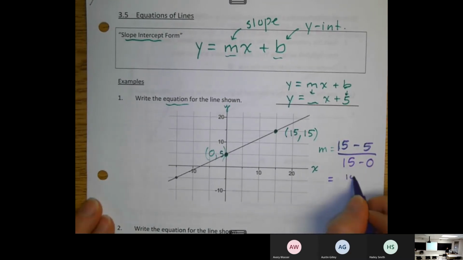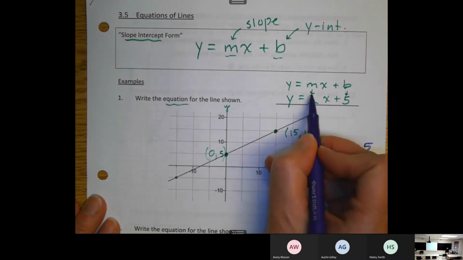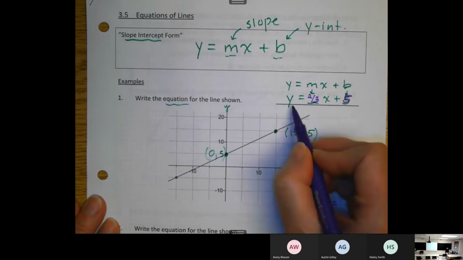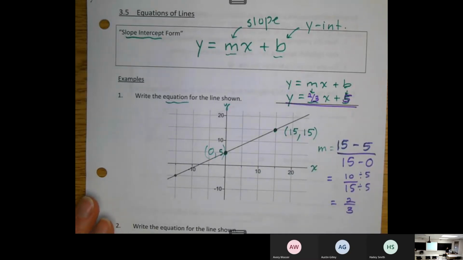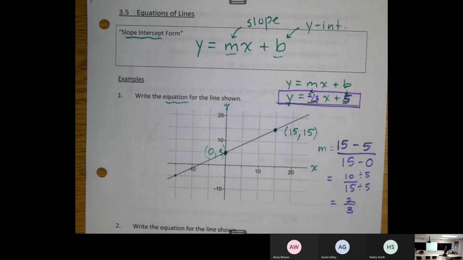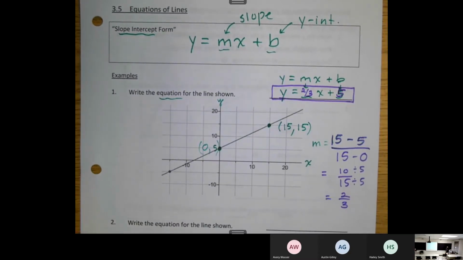So we go ahead and do our subtracting, like 10 on top and 15 on the bottom. Looks like in this case the slope can be reduced since they're both divisible by 5. And we get a slope of 2/3. So we want to put 2/3 where the m was in the equation. And now we know the equation of that line is y equals 2/3 x plus 5. We're working backwards. Not too long ago, we had the equation and we drew the graph. Now we're just working in reverse. We have the graph and we want to write the equation.